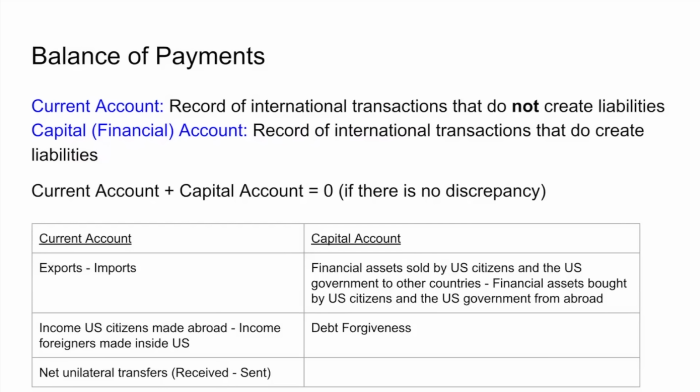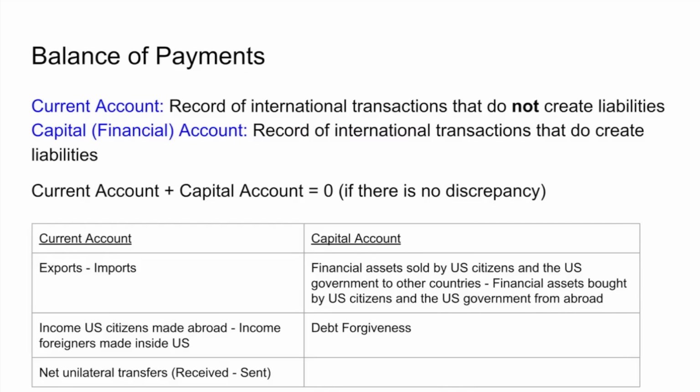The current account consists of goods, services, and income, and includes exports minus imports, income US citizens made abroad minus income foreigners made inside the US, and net unilateral transfers, which are one-way transfers of money that do not receive anything in return. And the financial account is mostly financial assets, such as bonds and stocks. And it's equal to financial assets sold by US citizens and the US government to other countries minus financial assets bought by US citizens and the US government from abroad.